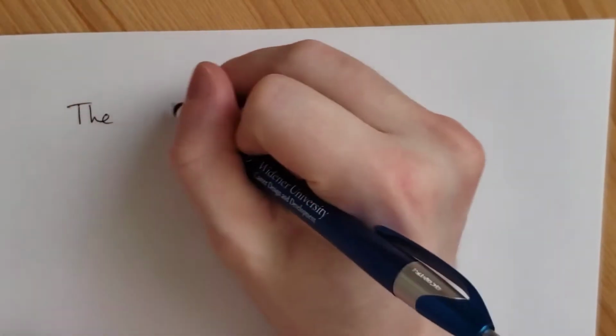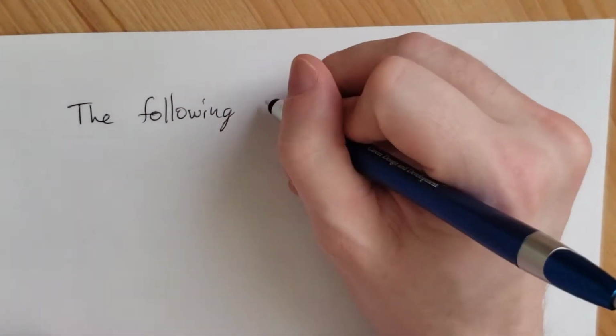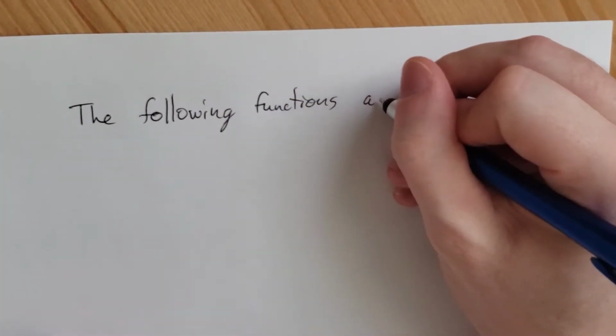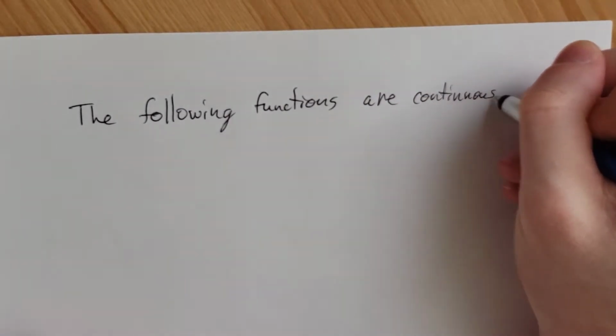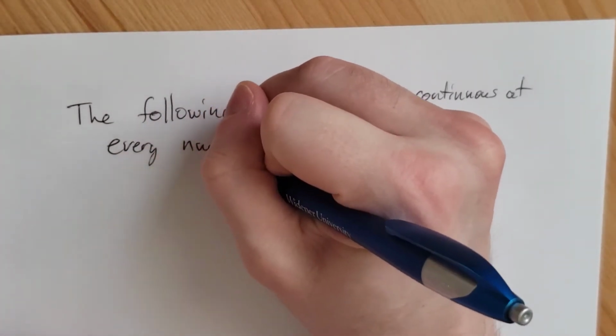So let's go ahead and point out some functions that are continuous everywhere in their domain. This will give us a big list of functions that we can work with as far as limits go. So the following functions are continuous at every number in their domains.